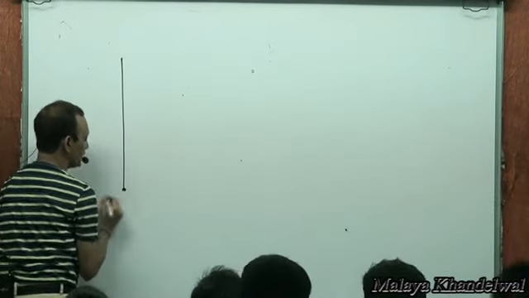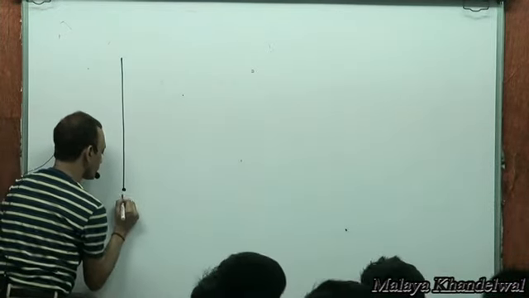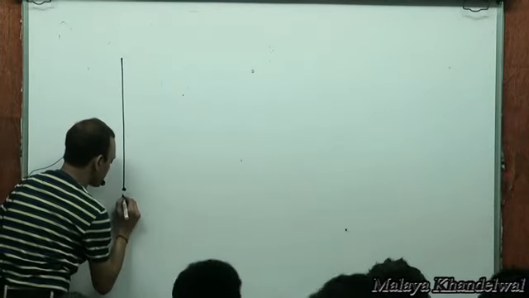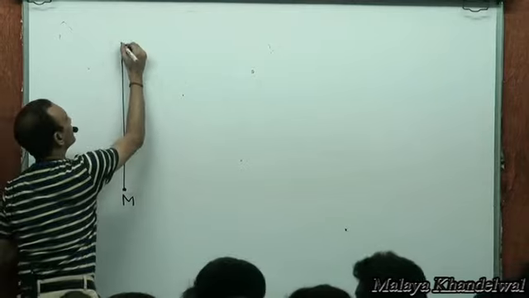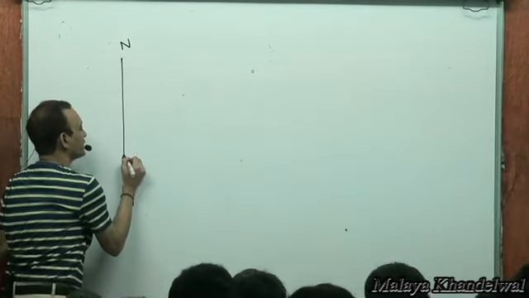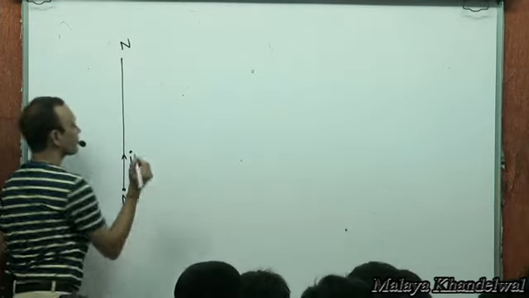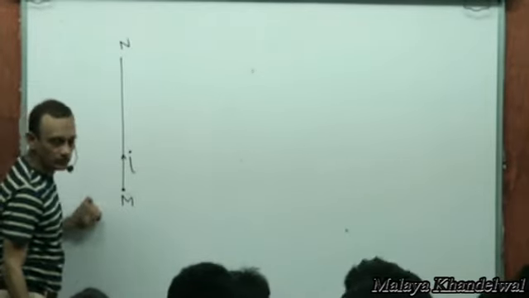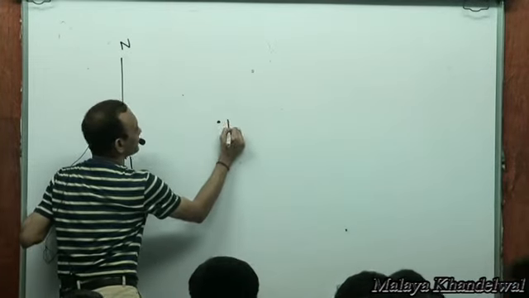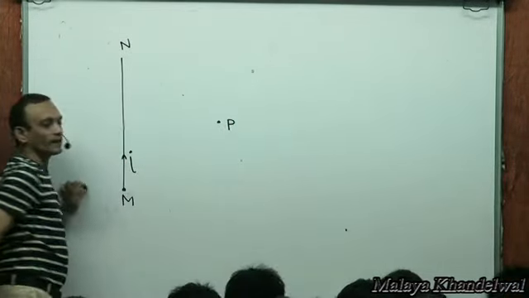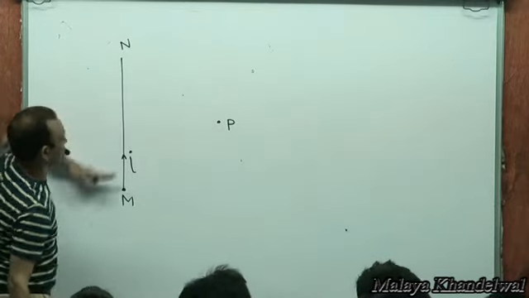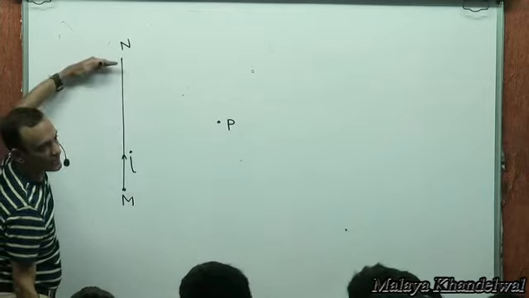Say this was a wire P to Q, or say M to N, and it carried a current I, say. Clear? And at this point P, I want to be able to compute the magnetic field produced by this finite straight wire MN.